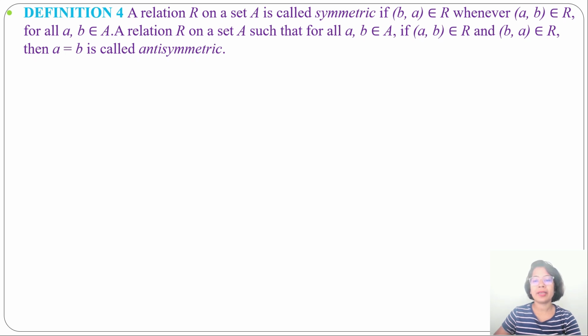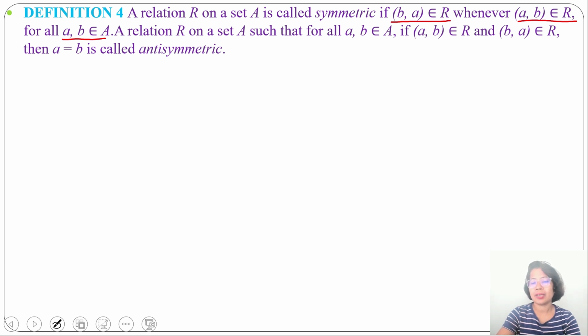In the previous lecture, I already discussed reflexive relation and its properties. Today, I will discuss symmetric relation. Definition 4. A relation R on a set A is called symmetric if (b,a) belongs to R whenever (a,b) belongs to R, for all a, b belonging to set A. So if (b,a) is present, then (a,b) must be present. Then only it is symmetric.